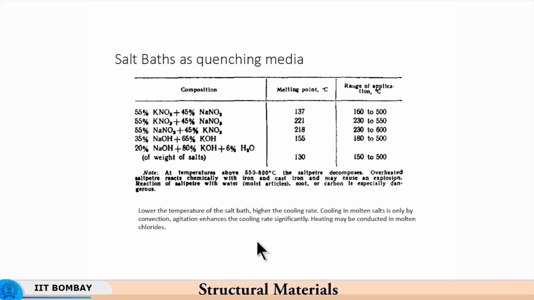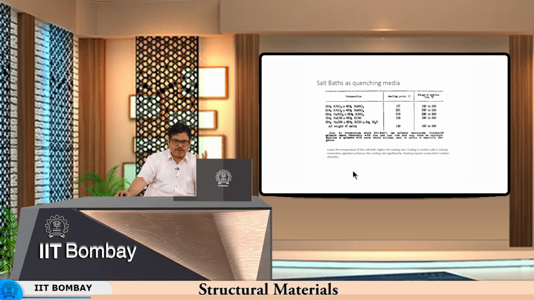So if you want to use salt baths for heating, then you need a different composition of salts, because here the melting point is very low. Where melting point is very high, you need those salts which melt at high temperatures, and use a completely different salt bath composition for heating. Whereas for cooling, you can use the salt baths which melt at different temperatures, and cooling rate gets decided based on that.